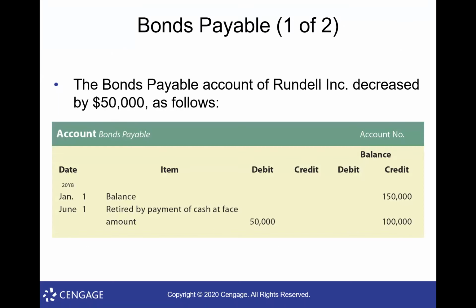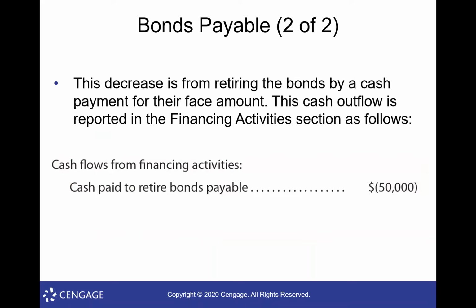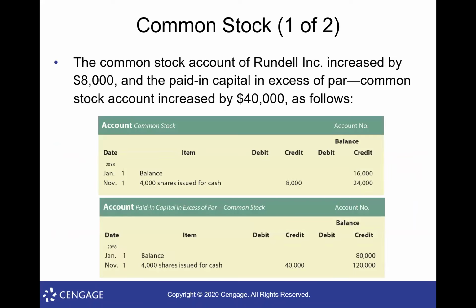So here we see that they issued bonds. Issuing bonds is the same as borrowing money. Oh no, they didn't issue bonds. They retired, they paid off some of their bonds, because the balance was 150,000, and now at the end of the period the balance is 100,000. So here's a liability. The liability went down, so the assumption is cash went down. They must have paid that off with some cash. So cash paid to retire the bonds, $50,000.